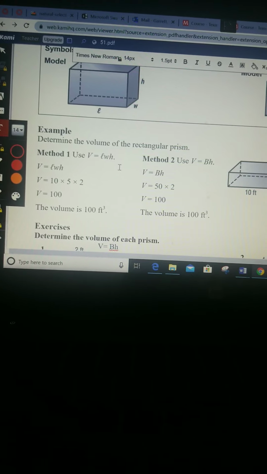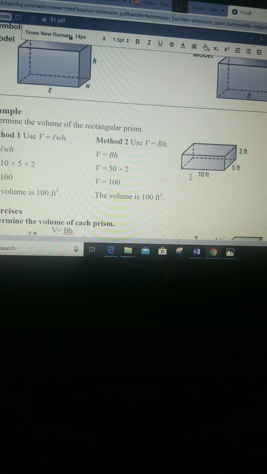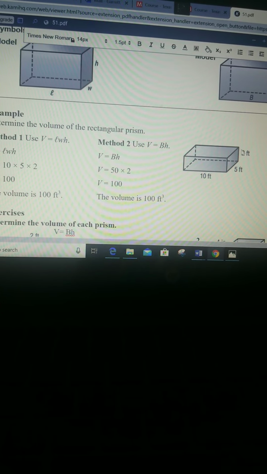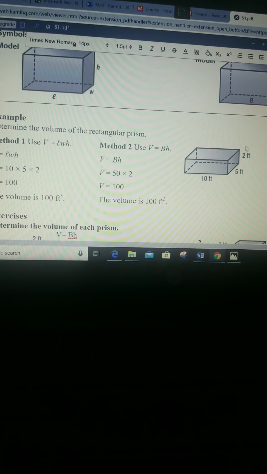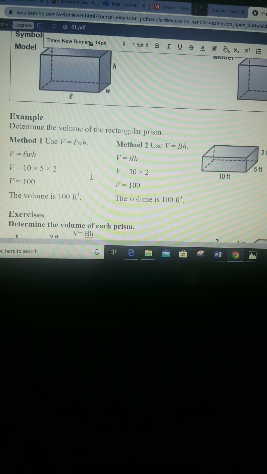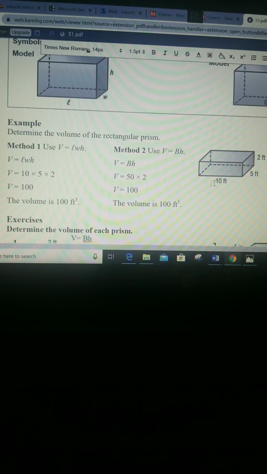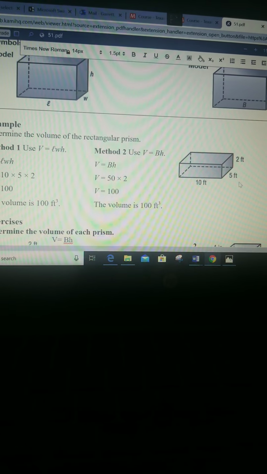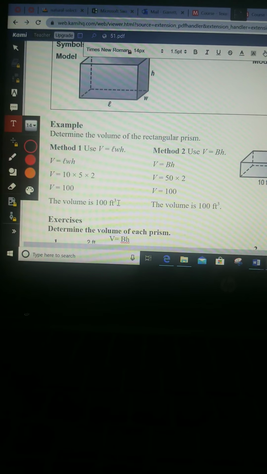So there's two methods in order to solve this. This rectangular prism over here is a three-dimensional figure. It has a 10, it has a 5, and it has a 2. It is giving you three dimensions: the width, the length, and the height. So you can do length times width times height, in which case you just do 10 times 5, which is 50, times 2, which is 100. So your answer would be 100 feet cubed.